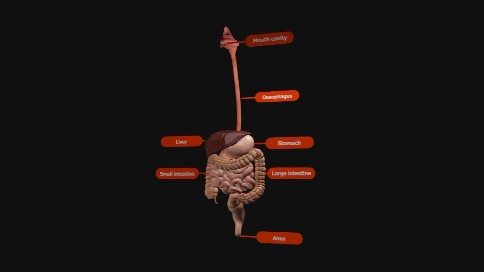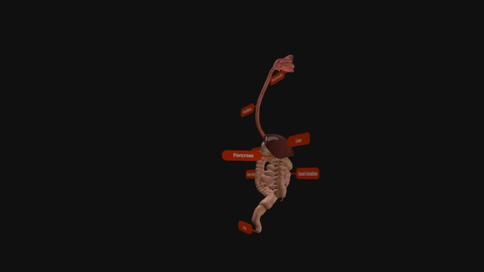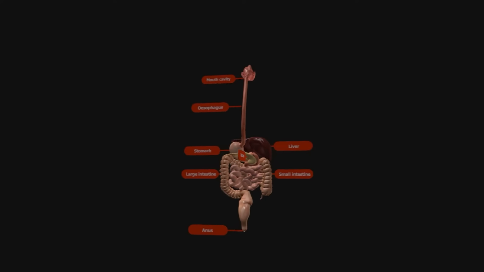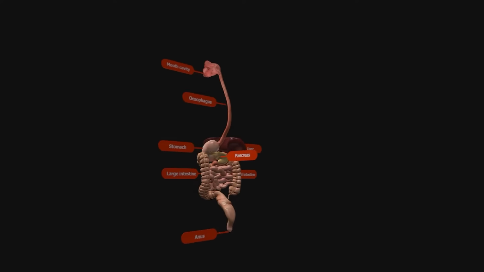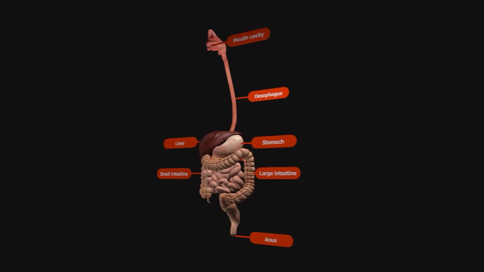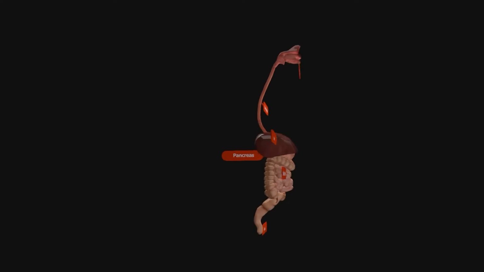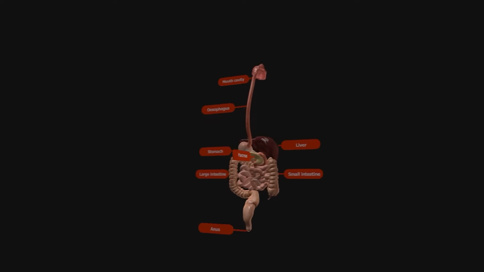The esophagus is a tube-like structure that connects the mouth to the stomach. It uses muscle contractions called peristalsis to move food down to the stomach. The stomach is a muscular sac that mixes and grinds food with stomach acid and enzymes. The small intestine is a long, narrow tube that is responsible for the majority of nutrient absorption.